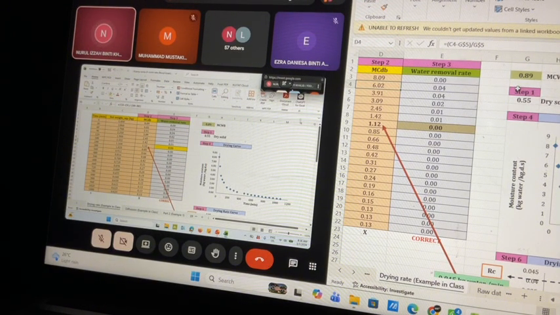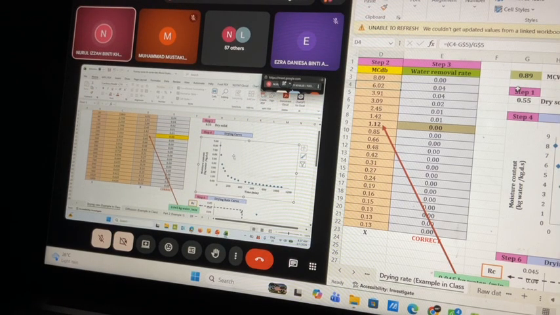Okay, so now you go for step 3. Now what you have to do is plot a drying curve. For the drying curve, the value on the y-axis is the moisture content on a dry basis, and also the time. So you will get this graph. You can plot this graph, and this one is your drying curve.